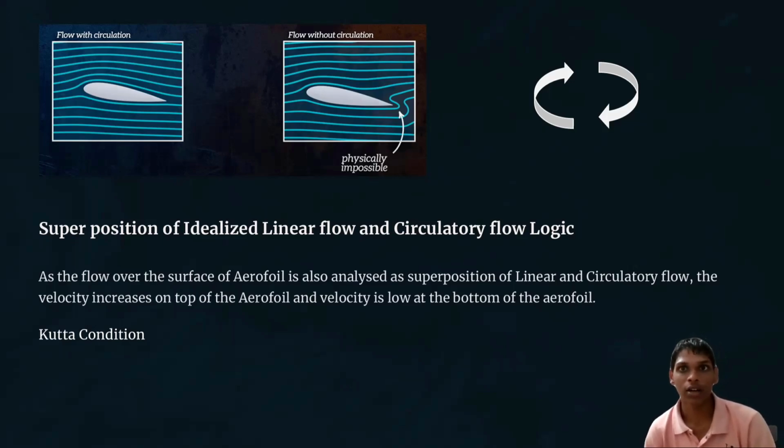If you see here, it has to follow this path on the right side. But the real world scenario is the flow with circulation. If you superimpose an idealized linear flow and a circulatory flow, it results in the flow with circulation, which is the real world scenario. We will get the stagnation points at both ends in the real world scenario, and the velocity above the aerofoil will increase, and the velocity of the wind below the aerofoil will decrease. This is also known as the Kutta condition in aerodynamics.